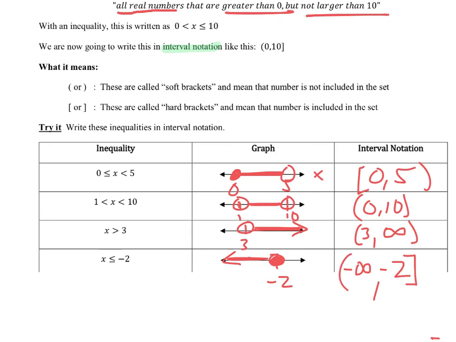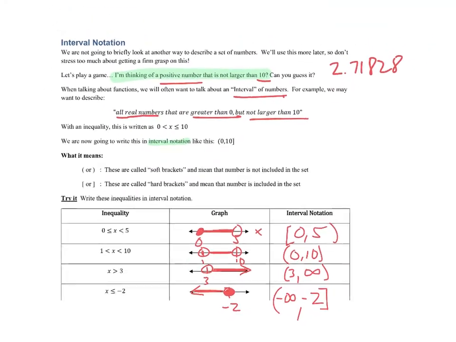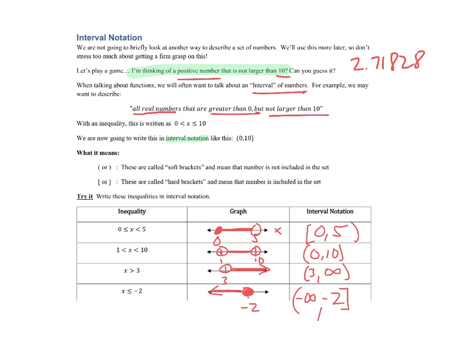And there it is. So that is interval notation. And that's how we quickly describe a group of numbers. We'll use that a lot for domain and range, and describing the groups of numbers that work for the domain and range and other concepts in math.